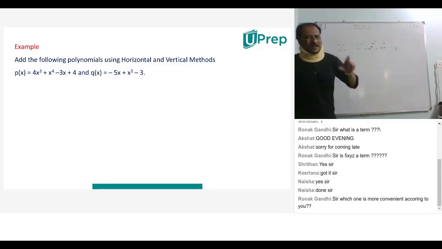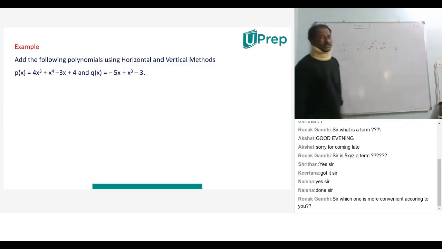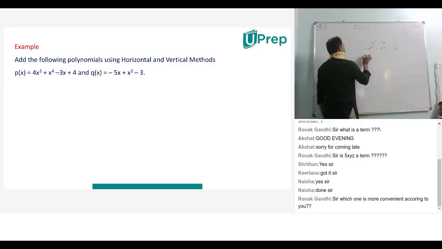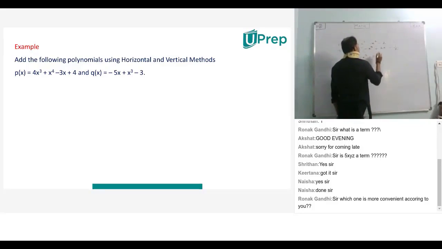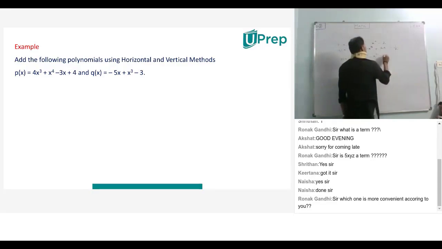Here the x cube term is there, but the fourth power term is also present in the other polynomial. X power 4 is there, but here x power 4 does not exist. Okay, no problem. Here the x term is there, here the x term does not exist. So what we have to do is 5x cube. The x term does not exist, so put 0x. Minus x square. The x term does not exist, so put 0x. Next, the constant.